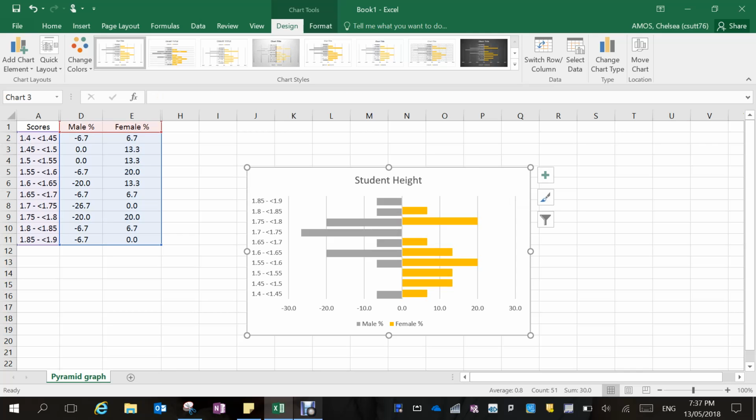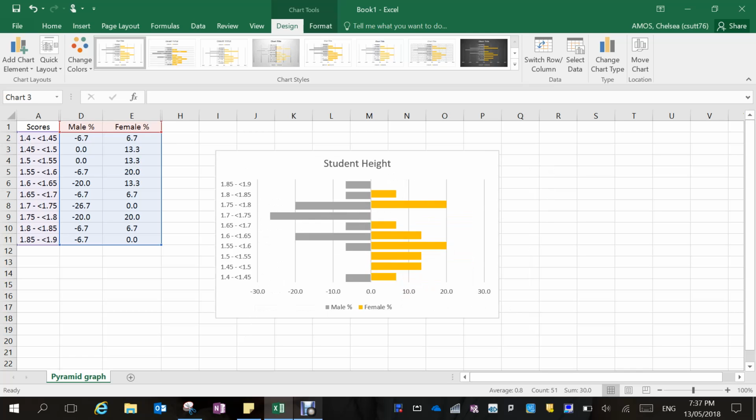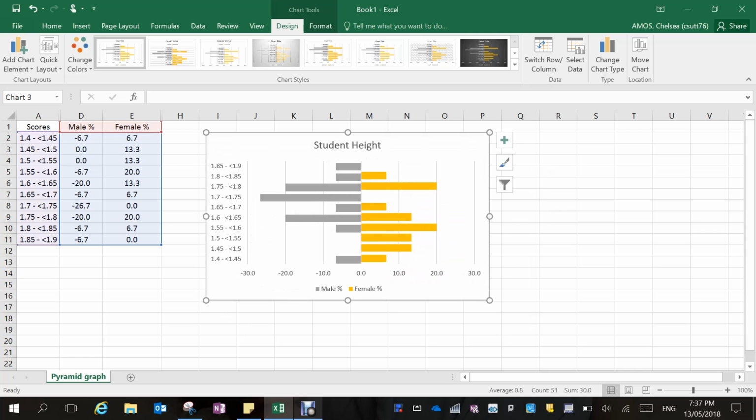And if we look at that graph carefully, we can see the males on the left hand side, our females on the right hand side. We can see what percentages they're going up in, and we can also see the scores ranging from 1.4 through to 1.9. And that is how you create a pyramid graph.